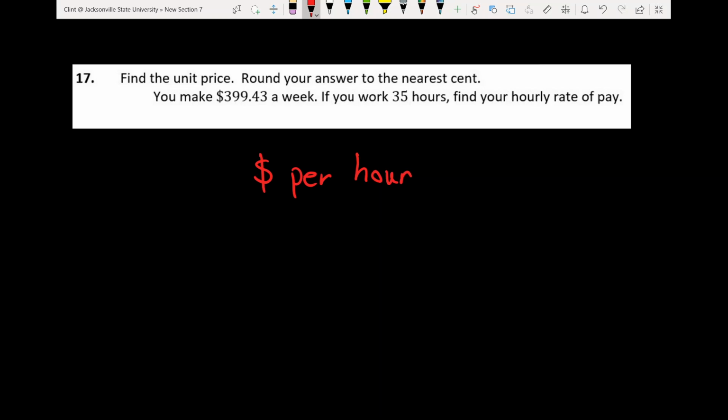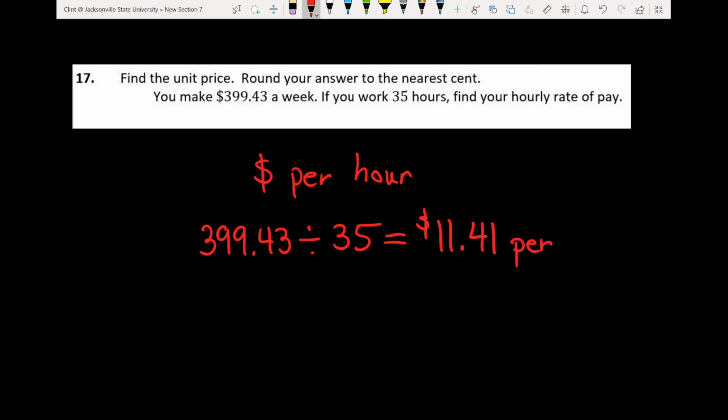And we see per, so that means we want to divide. So we're going to do $399.43 divided by, we're working 35 hours. Okay, so let's see what we get there. $399.43 divided by 35. And we're going to have to round here, but that comes out to $11. And then I get 0.412, so that just stays 0.41. Okay, so we're making $11.41 per hour. We are rounding there a little bit, but that's what it told us to do, so we're good there.